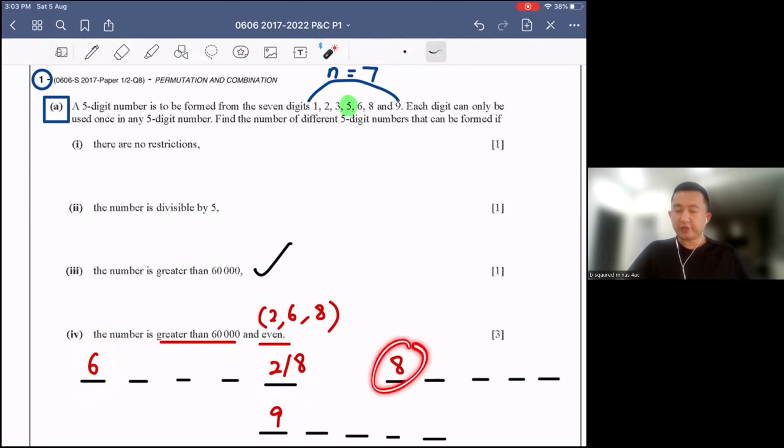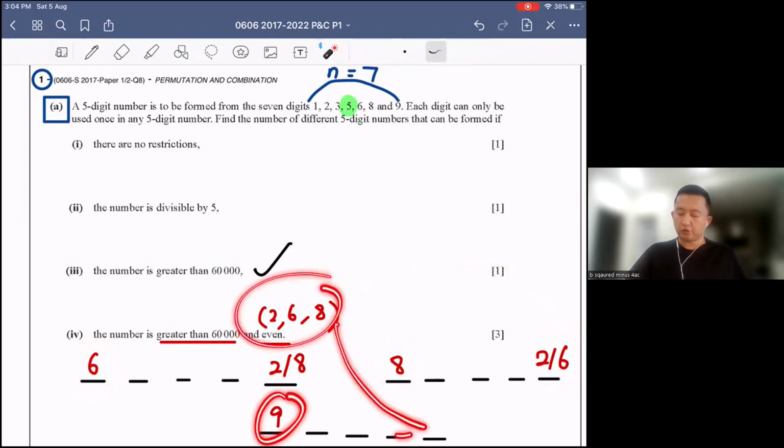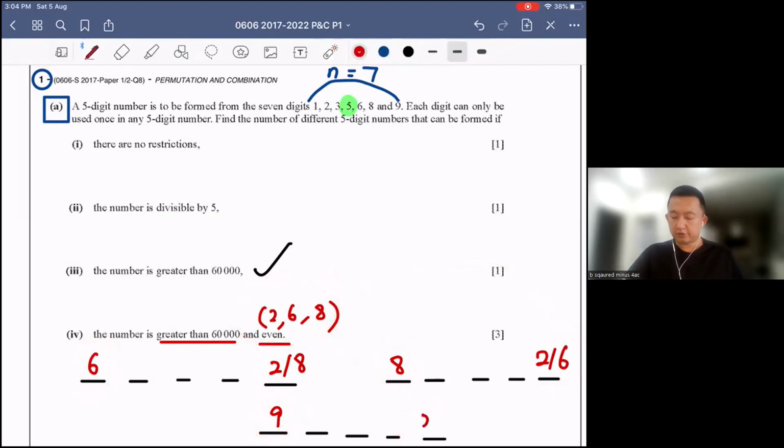So if the first digit is 8, then what can you put in the last digit? You can only put in 2 and 6, not 8 anymore, right? But if you go for digit 9 as the first digit, you can put all of 2, 6, 8 at the last slot. So it's a different kind of case.